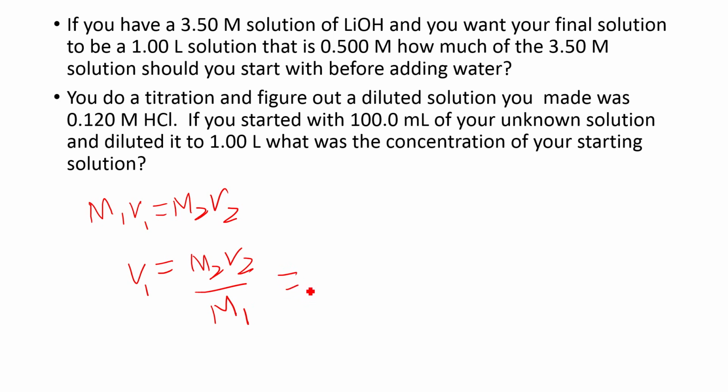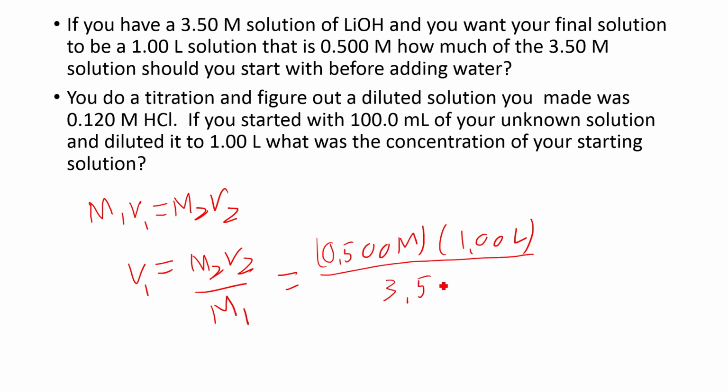So our final molarity is going to be 0.500 molar. Our final solution has to be 1 liter, we said. And we know that the starting solution has a concentration of 3.50 molar. So what should our starting volume be? So we have 0.5 times 1 is just 0.5 divided by 3.5. We're going to get that we should have 0.143 liters of our solution.